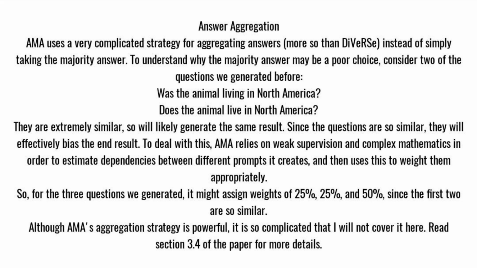To deal with this, AMA relies on weak supervision and complex mathematics in order to estimate dependencies between the different prompts it creates, and then uses this to weight them appropriately. So, for the three questions we generated, it might assign weights of 25%, 25%, and 50%, since the first two are so similar. Although AMA's aggregation strategy is powerful, it is so complicated that I will not cover it here. Read section 3.4 of the paper for more details.